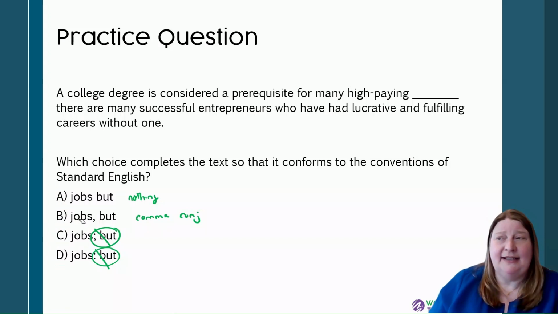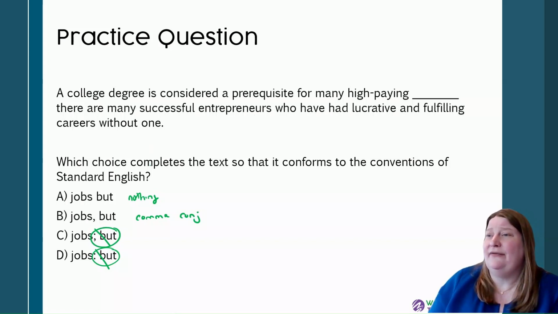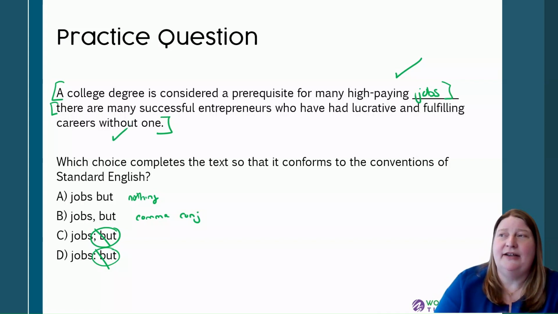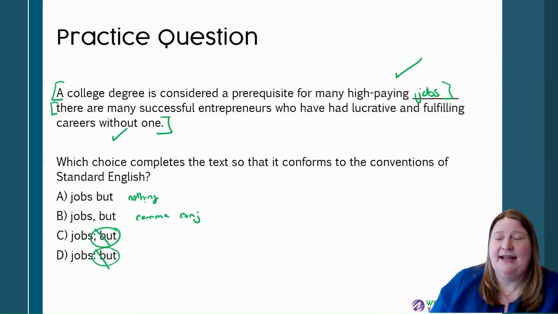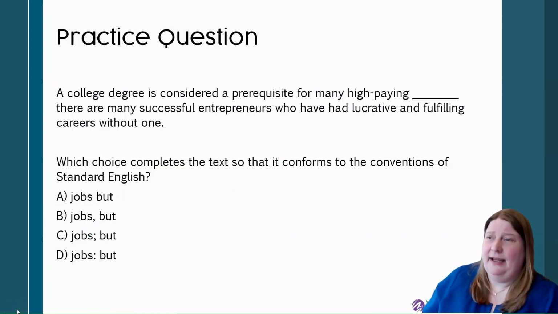I'm going to read the sentence now to find out, do we have a compound predicate, in which case A would be the answer, or do we have two independent clauses, in which case B would be the answer? Let's take a look. A college degree is considered a prerequisite for many high-paying jobs. That is an independent clause. There are many successful entrepreneurs who have had a lucrative and fulfilling career without one. Yeah, that's an independent clause. We have two independent clauses, not a compound predicate, so we are going with B. All right, let's keep going.